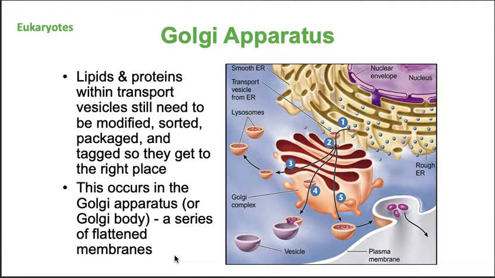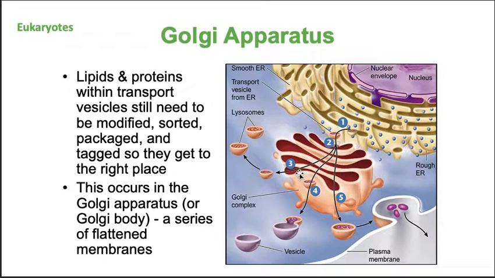Okay, the Golgi apparatus, we already kind of talked about it a little bit, but let's just talk about it again. So once you get through all of the endoplasmic reticulum, there's another set of membranes called the Golgi apparatus. And lipids and proteins within transport vesicles still need to be modified, sorted, packaged, and tagged so they get to the right places. And so that's what the Golgi apparatus is for.